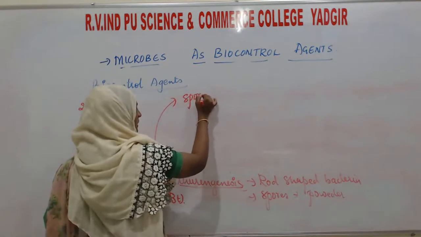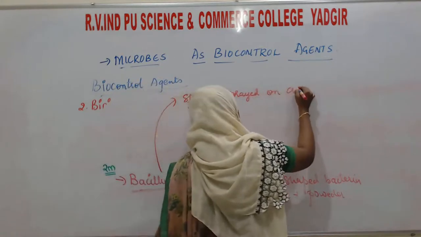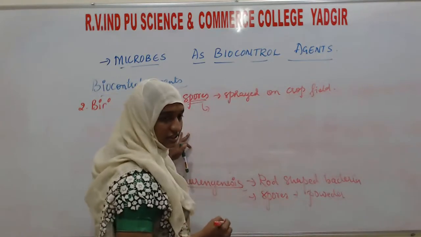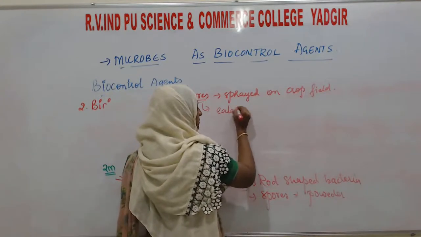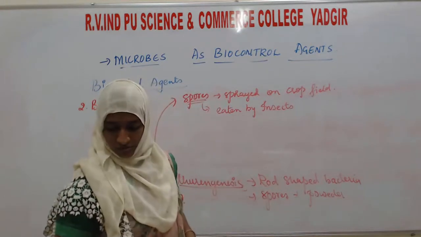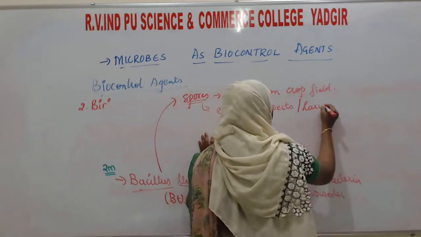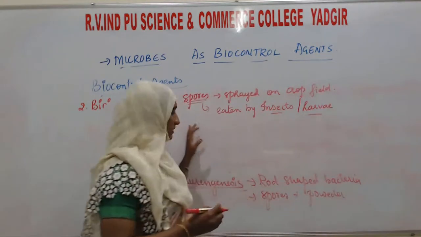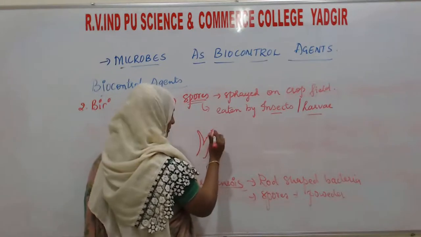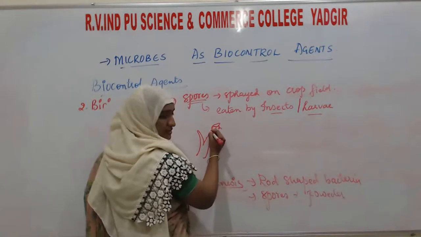Their spores are sprayed on crop plants. This powdered spore is eaten by the insects or their larvae. For example, this is a plant on which there is a presence of powdered spores of Bacillus thuringiensis. Some insects will come and eat these spores.